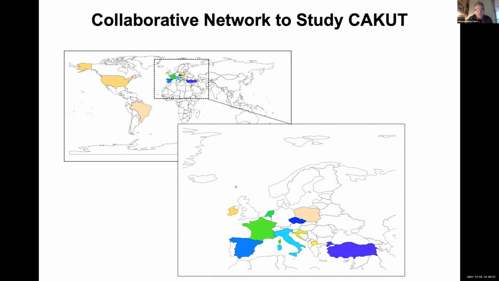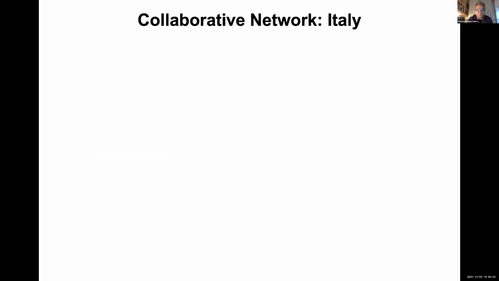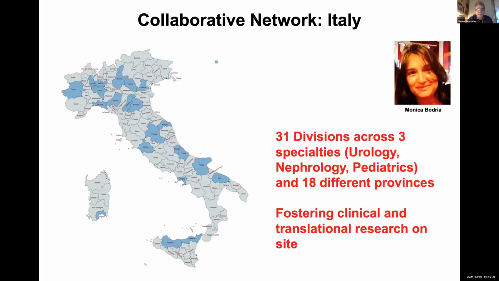So everything starts from patient recruitment, and here is a quick map of the worldwide sites that contribute samples for human genetic research to our center. This is a zoom into Europe, and this resulted to date in over 7,000 independent individuals recruited with CAKUT, plus an additional several thousand family members. And if we zoom in, just in Italy we have 31 divisions across 3 specialties: urology, nephrology, and pediatrics, in 18 different provinces that constantly and continuously recruit patients for our studies.